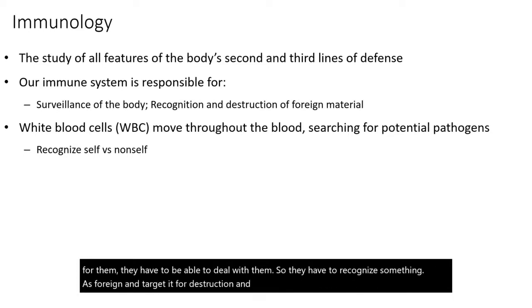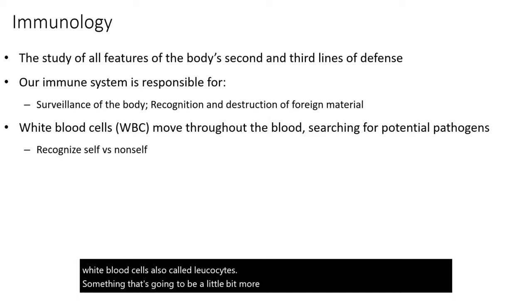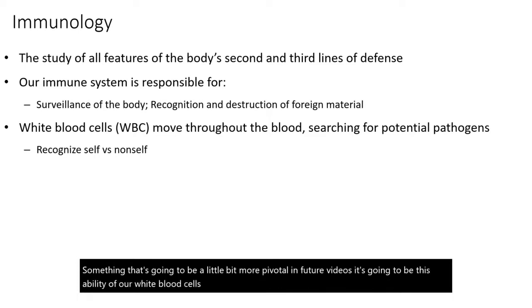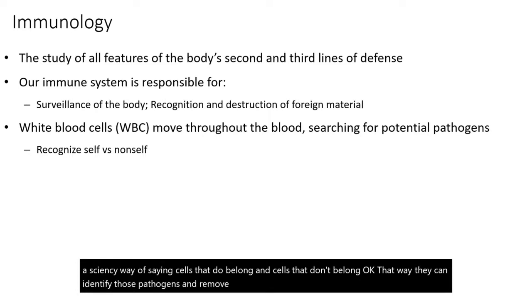And so key to the success of our immune system are white blood cells, also called leukocytes. And something that's going to be a little bit more pivotal in future videos is going to be this ability of our white blood cells to differentiate between self versus non-self cells, which is just a sciencey way of saying cells that do belong and cells that don't belong. Okay, that way they can identify those pathogens and remove them, hopefully, before our body reaches a diseased state.